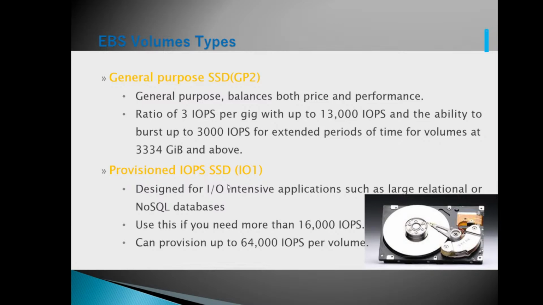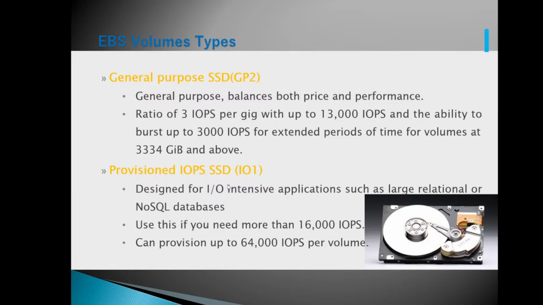It starts with 16,000 IOPS and can go up to 64,000, and nowadays they are going up to 256,000 IOPS. So if you have more read and write requests, then you should go with Provisioned IOPS. It is costly, it has more charges compared to general purpose, but it gives more performance or more speed to write the data in your EBS volume.